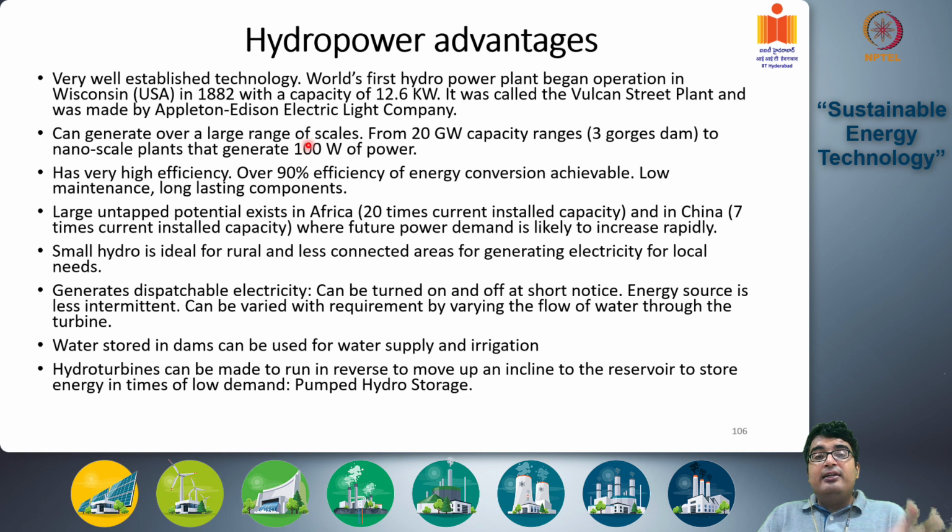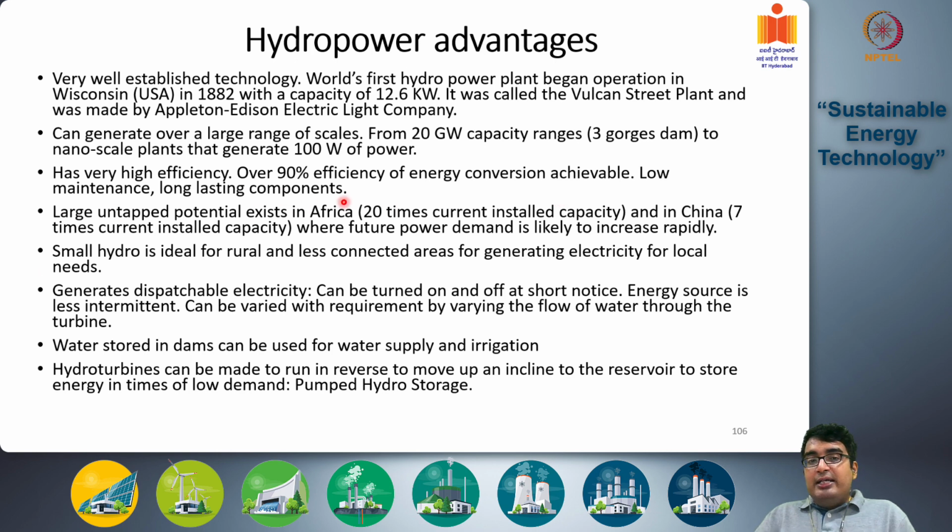It can generate over a large range of scales, from 20 gigawatt capacity like the Three Gorges Dam to nanoscale plants that generate 100 watts of power. So you can have micro hydro turbines that can power only one light bulb, or you have these gigantic systems like the Three Gorges Dam. So it can scale over a very large range. It has very high efficiency, over 90% efficiency of energy conversion is achievable, low maintenance, and long lasting components.